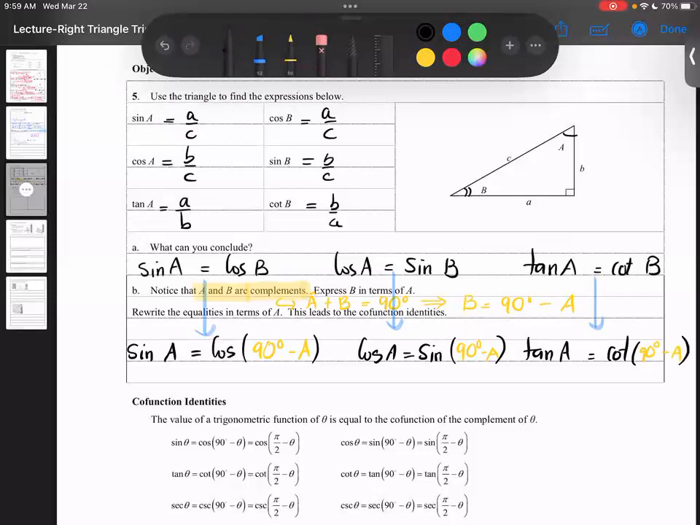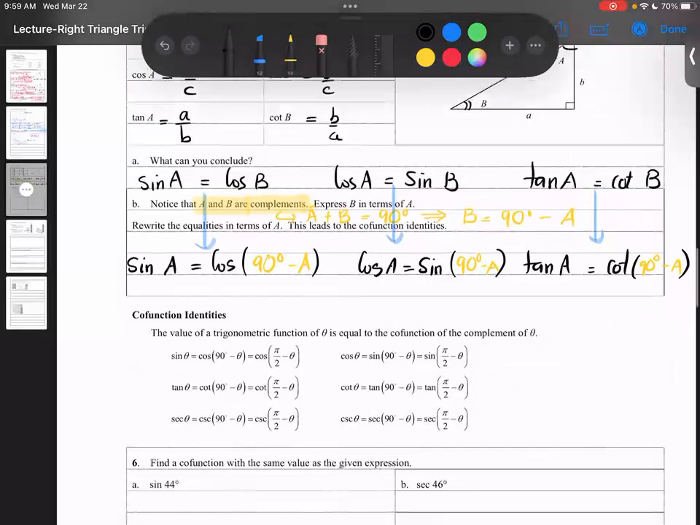Whoa, those are co-functions. Sine A equals cosine of 90 minus A. Whatever A is, it could be 10 degree, 20 degree, 30 degree, doesn't matter. As long as it's less than 90 degree, sine A equals cosine of 90 minus A. And these two functions they call co-functions. It is co-function because they have the same what? They have the same output. Right there.